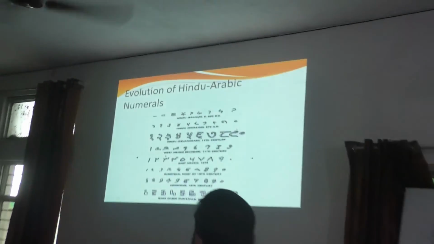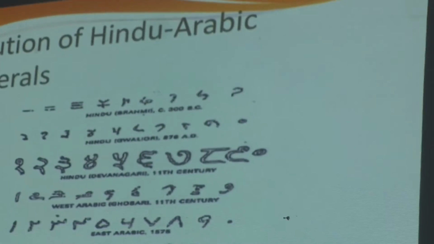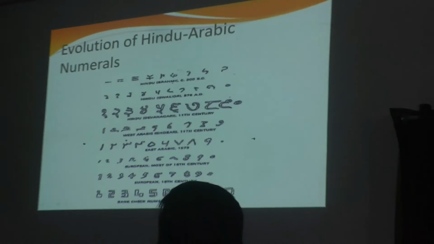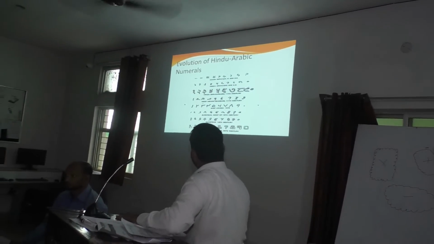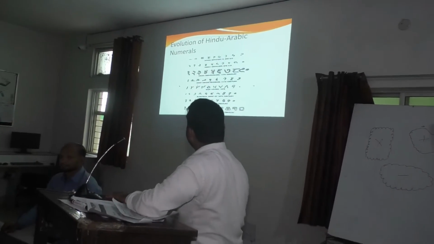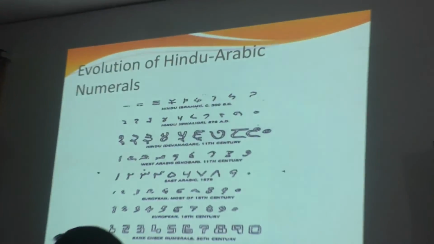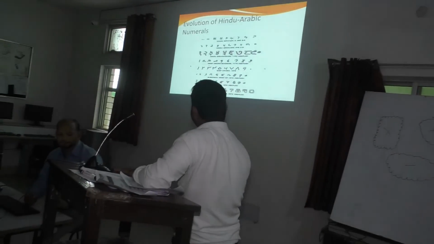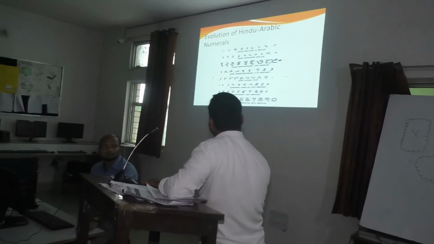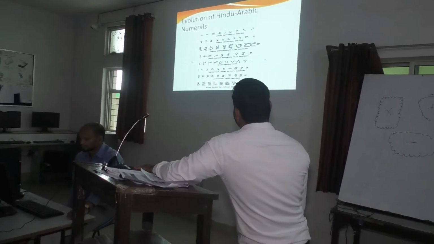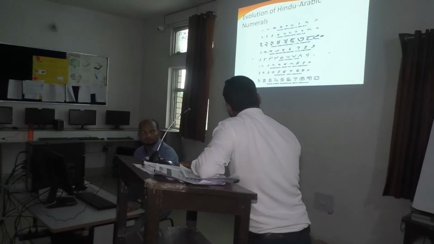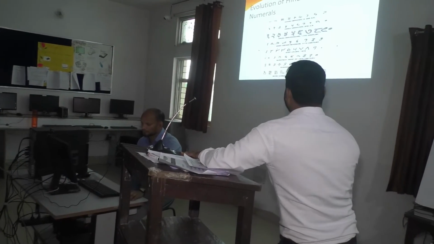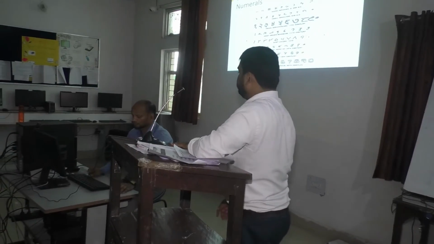These are some symbols used for 1, 2, 3, 4, 5, 6, 7, 8 and 9. Zero came after. The first one is Hindu Brahmi. The second one is Hindu Gwalior. The third one is Hindu Devanagari. The fourth one is West Arabic. The fifth one is East Arabic. And then the European. After that, the last one, the numerals that are still used today, from 0 to 9.